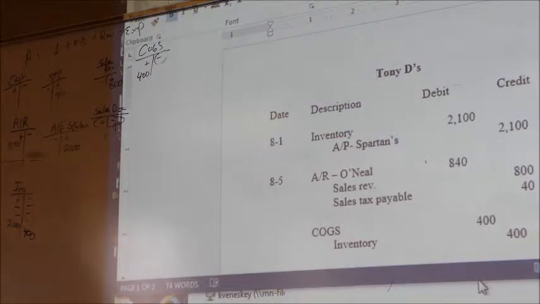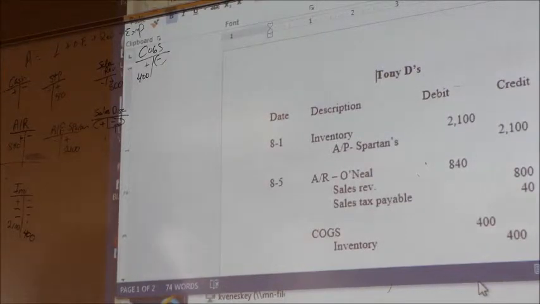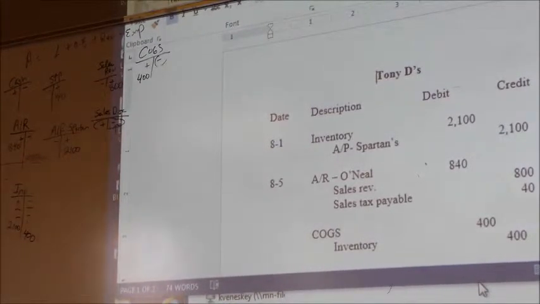I'm still not done yet, because you may want to go through and kind of mark off the things that you've done. I've taken care of the 800, I've taken care of the tax, I have not taken care of the shipping. That's still out there that needs to be accounted for. So what's my debit here? Yeah, shipping expense.